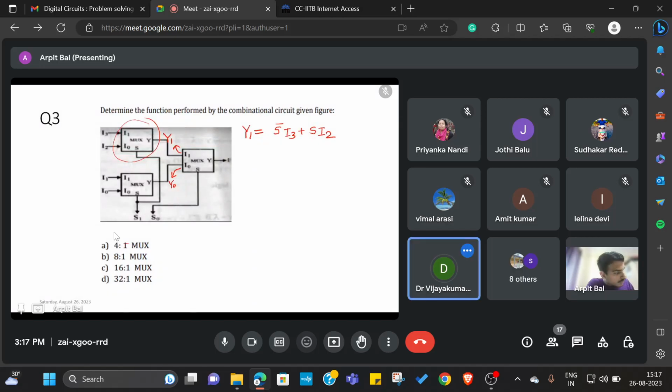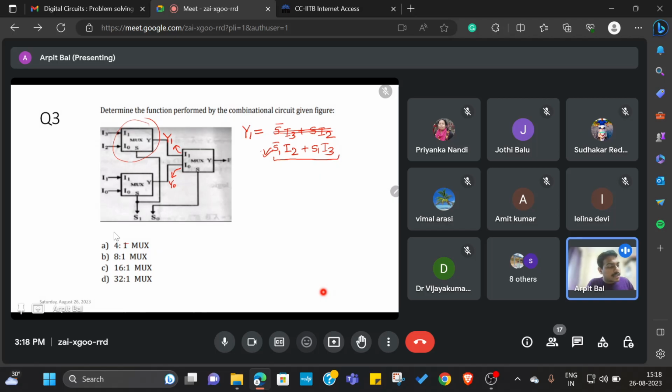It is S1 bar I0, sorry, S1 bar I2 plus S1 I3. Okay. So does everyone agree to this particular answer? Okay. So the correct representation of y1 will be this one: S1 bar I2 plus S1 I3.